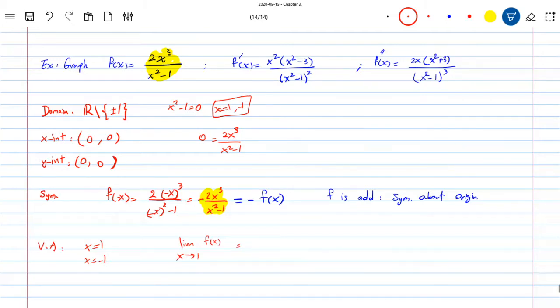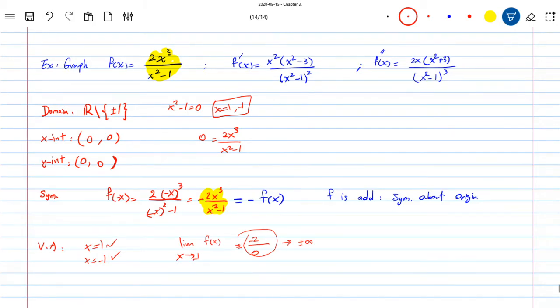Replace 1 into the function, what you get is 2 divided by 0. Again, in the limit sense, this approaches infinity, either positive or negative infinity, one of those two. That means x equal to 1 is a vertical asymptote. If you try negative 1, you'll get negative 2 divided by 0. Again, that would be positive or negative infinity. So both 1 and negative 1 are vertical asymptotes.